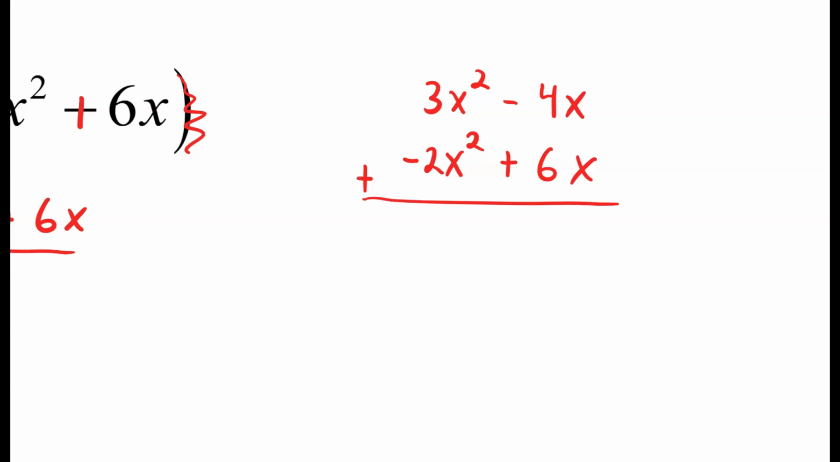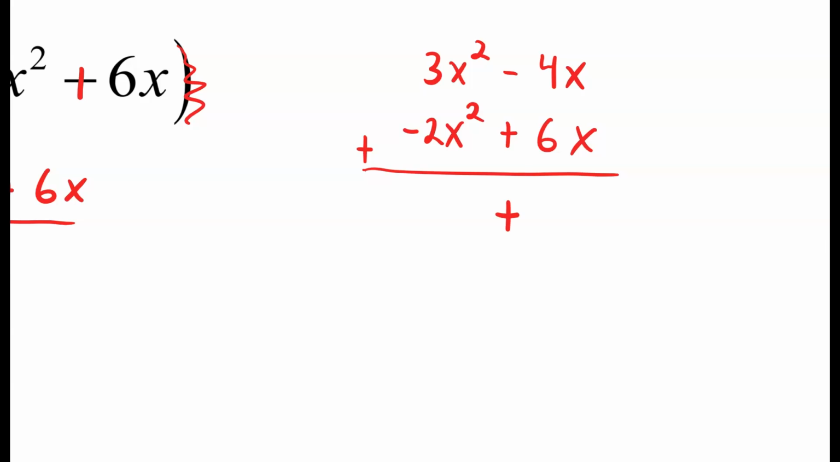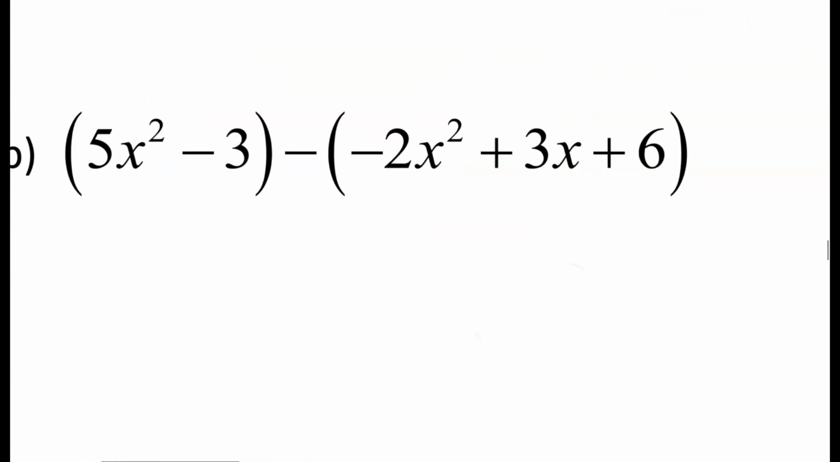So we do this vertically, where we'd have negative 4x plus 6x, which gives us positive 2x. And then we have 3x squared subtract 2x squared, which leaves us with x squared. And that would be our final answer for subtracting polynomials. It's our simplified version, and we're not solving for x here. We're just getting it as simplified as possible.